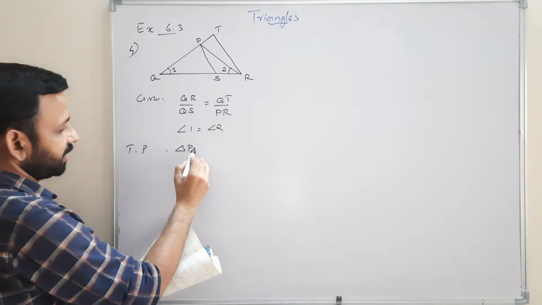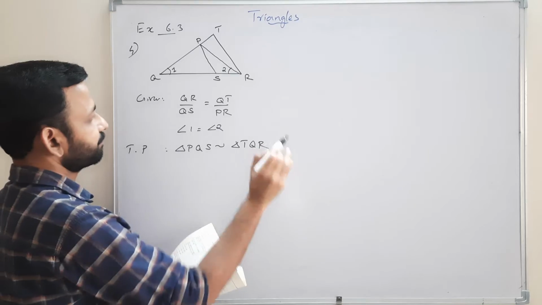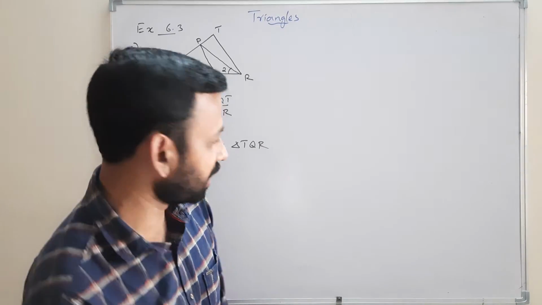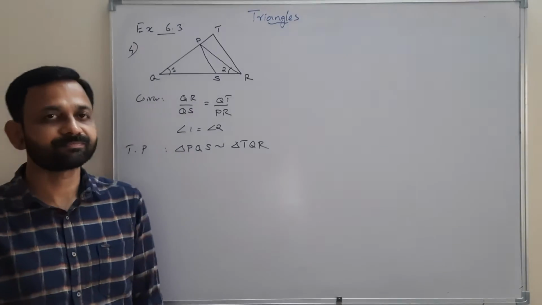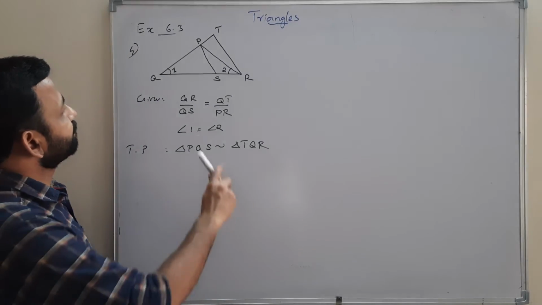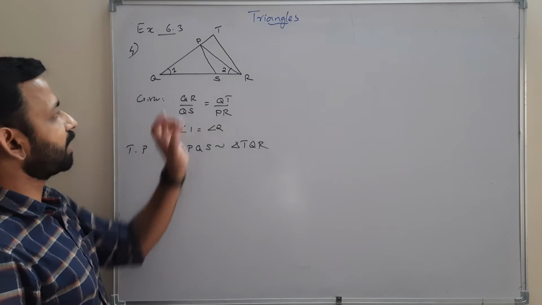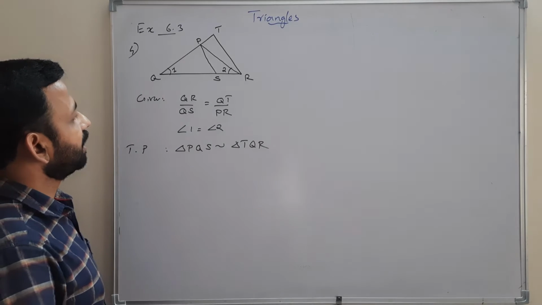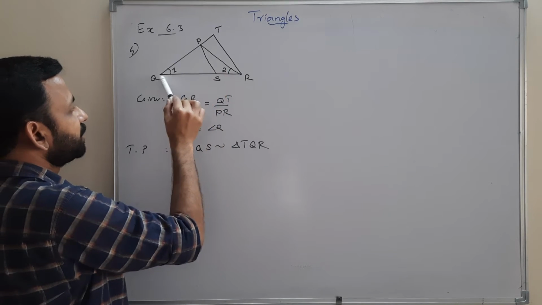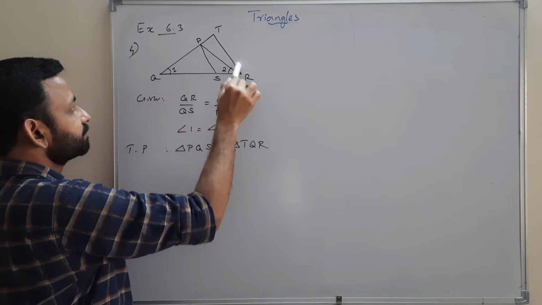Triangle PQS similar to triangle TQR. So this is our question. Here we have one figure, and angle 1 equal to angle 2, that is given, and one ratio is given. We need to prove triangle PQS similar to triangle TQR.